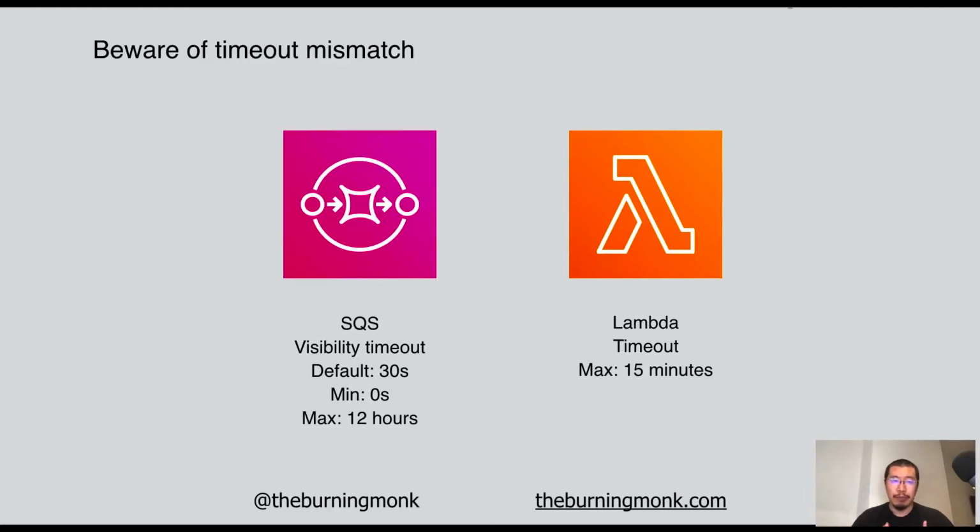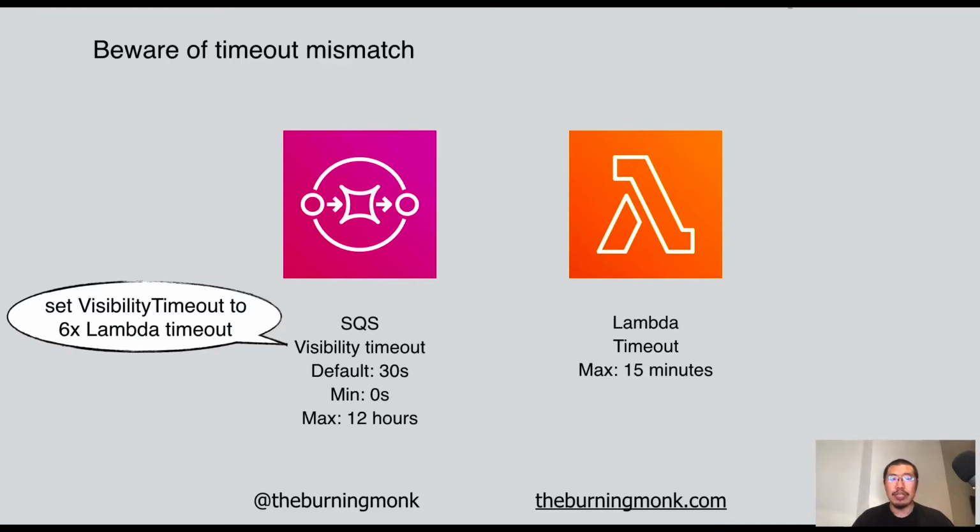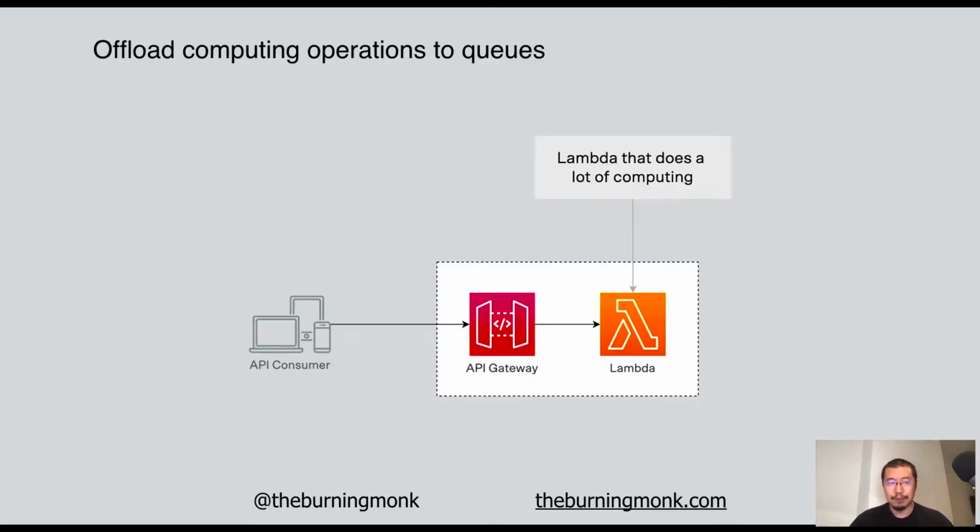And the same goes for when you process SQS messages with Lambda, where you have to consider the visibility timeout on the queue and how it relates to the Lambda timeout. The general recommendation is that the SQS visibility timeout should be 6 times the Lambda function timeout.